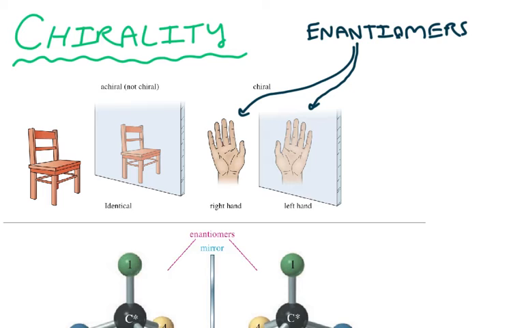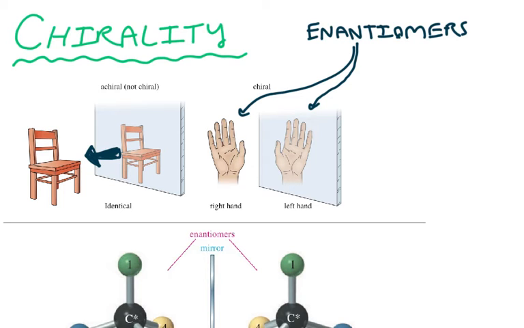So if you look at this chair on the left of the screen, it's going to have a mirror image, and let's pretend that this mirror image comes to life and scoots over and overlaps or superimposes onto this original image of the chair. Well, if you do this, they fit exactly into each other, right? They're the same.